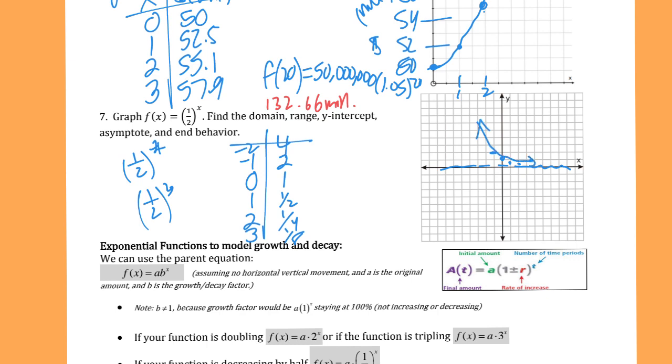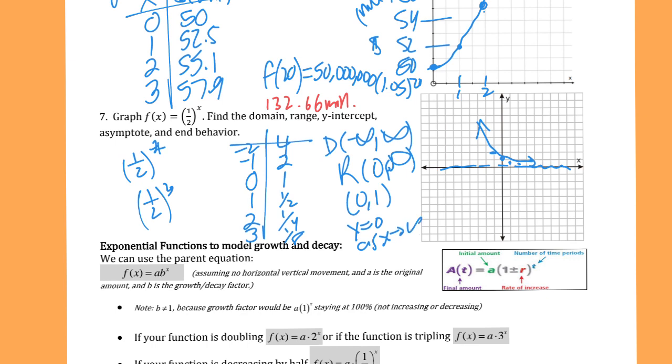And the domain is negative infinity to positive infinity. The range is going to be from 0 to infinity. The y-intercept is (0, 1). And the asymptote is going to be y equals 0, and as x goes to infinity, your function goes towards 0.